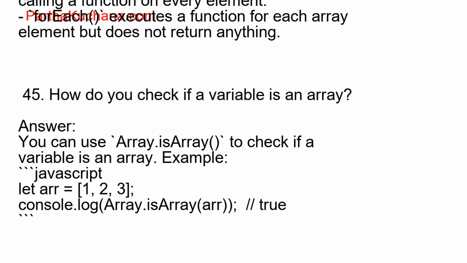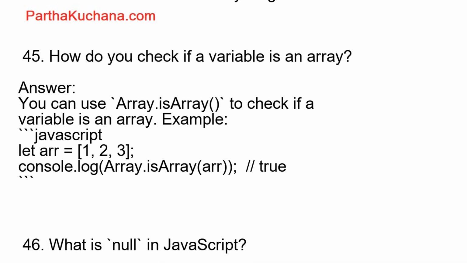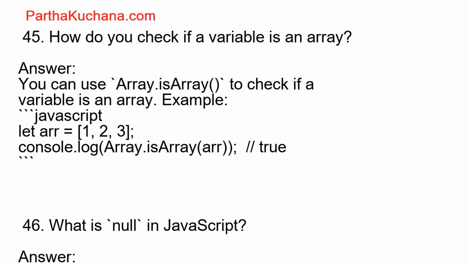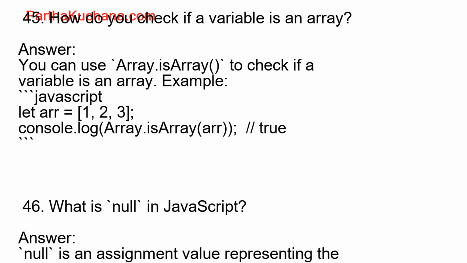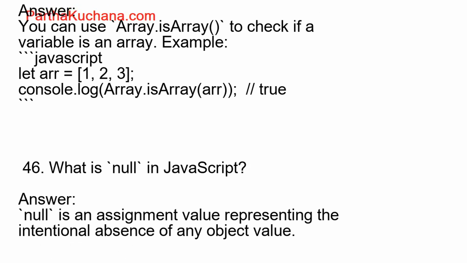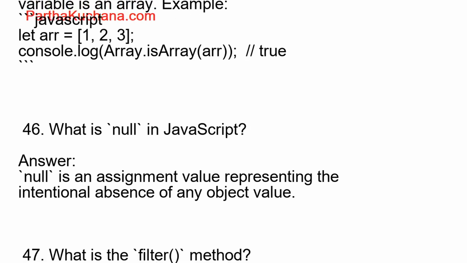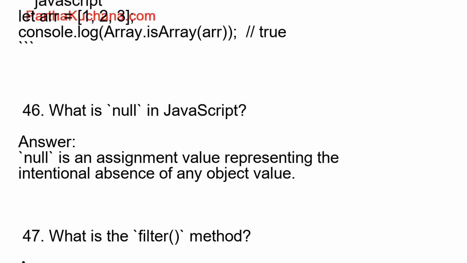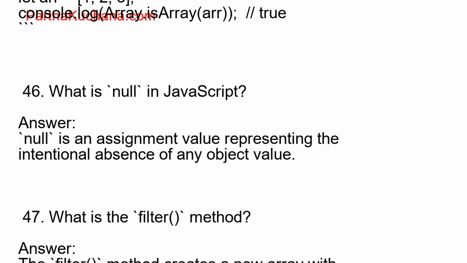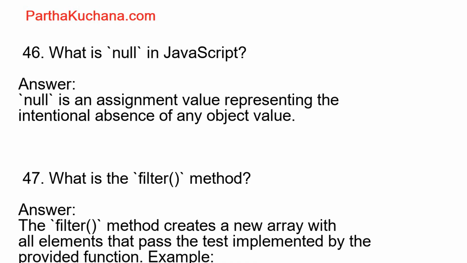Example, JavaScript. Let numbers equals 1, 2, 3, 4. Let evenNumbers equals numbers.filter number equals number % 2 equals 0. 48. How do you handle promise rejections? Answer. Promise rejections can be handled using the catch method or by using async/await with try/catch.